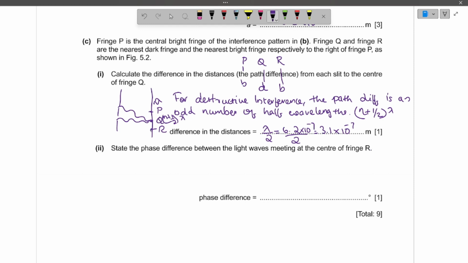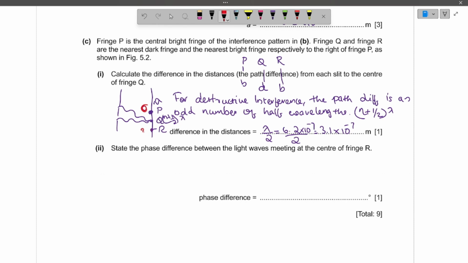State the phase difference between the light waves meeting at the center of fringe R. So fringe R is a bright fringe, which means that at this position R, there is constructive interference happening, right? At this position P, there is a central bright fringe, which means that the waves interfering at the point have no phase difference. 0 would be the phase difference at this point.